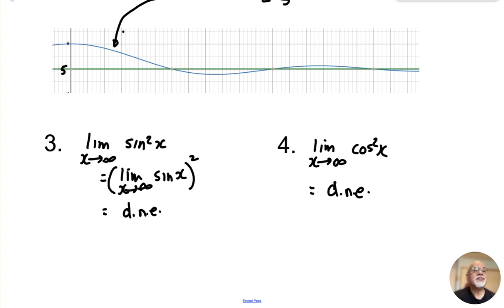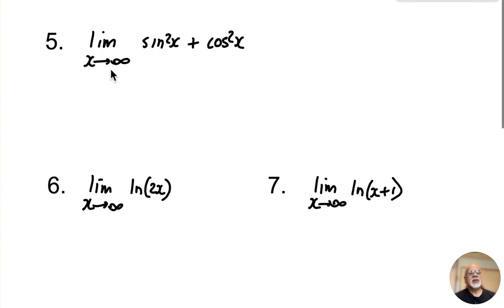However, if we take a look at the limit as x approaches infinity of two functions individually whose limits don't exist, this one, because of the trig identity, you'll recall that sine squared plus cos squared is just equal to 1 by the Pythagorean identity. And so this is just equal to 1.